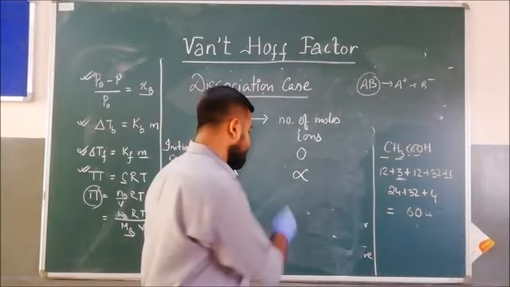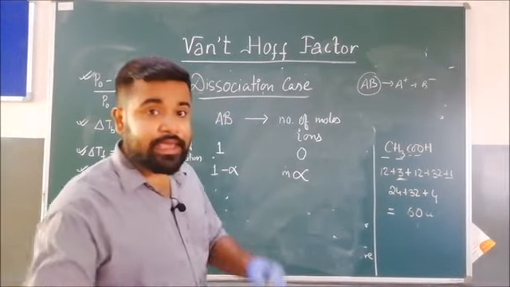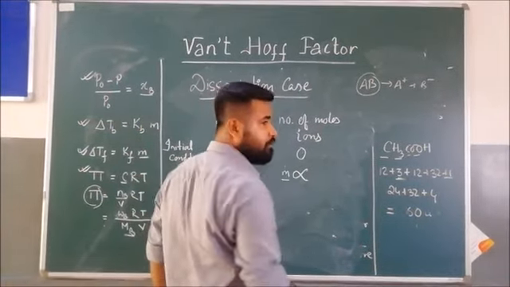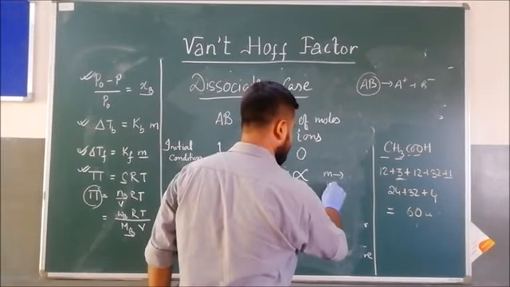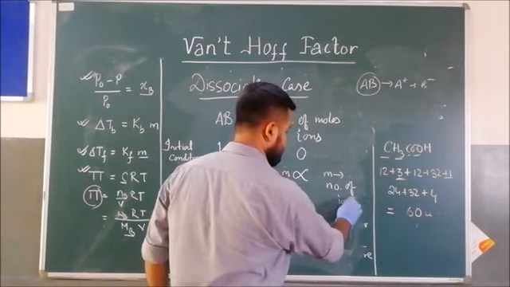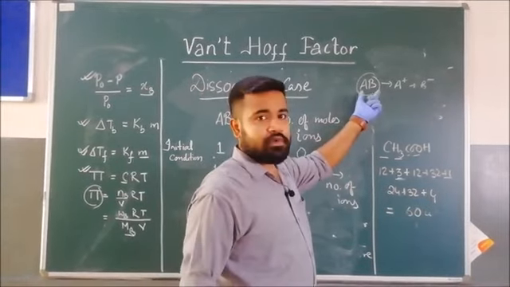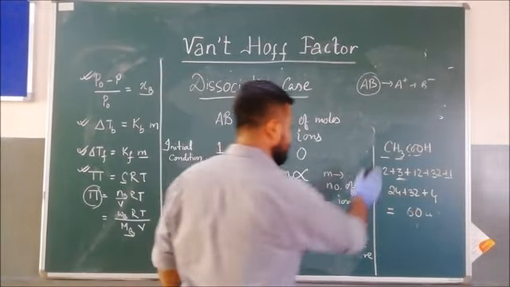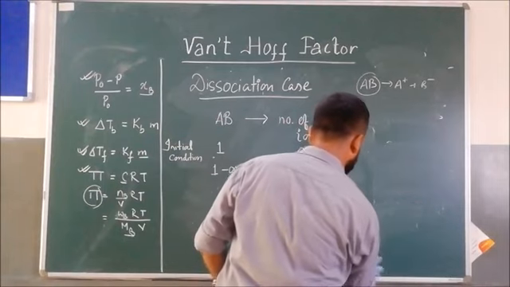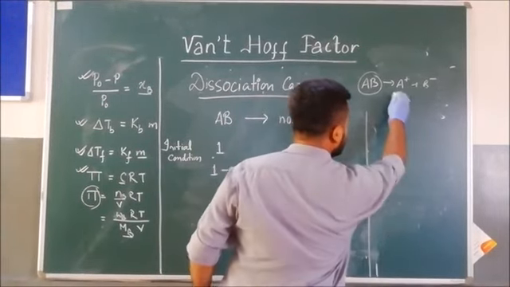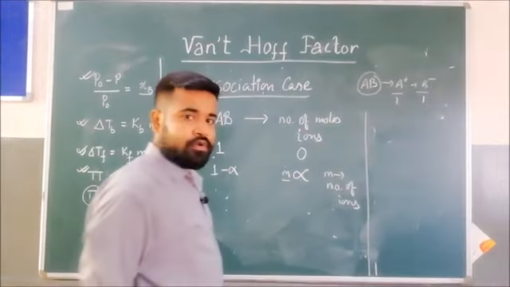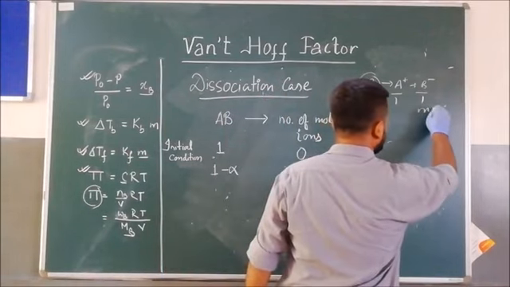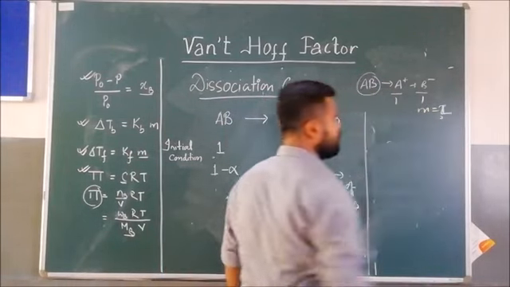And now here one term will be written as m. What do you mean by m? m means number of ions. So what is the number of ions? For example, here AB dissociates into A plus and B minus. So here how many ions are forming? 2 ions are forming, 1 plus 1, 2. So here the m value will be equal to 2.